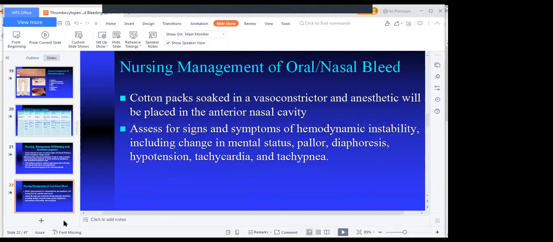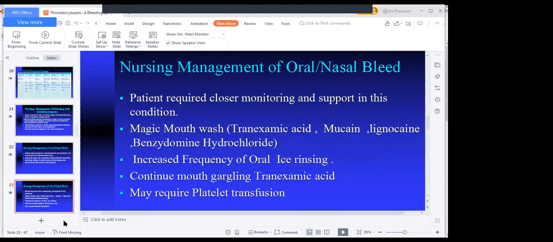In a nasal bleed, a cotton pack soaked in vasoconstrictor and anesthetic will be placed in the anterior nasal cavity. Assess for signs and symptoms of hemodynamic instability, including change in mental status, pallor, diaphoresis, hypotension, tachycardia, and tachypnea. For oral and nasal bleed, the patient requires closer monitoring and support.